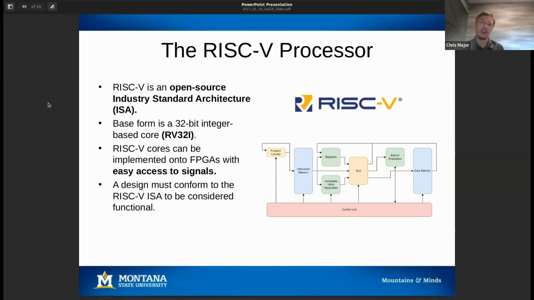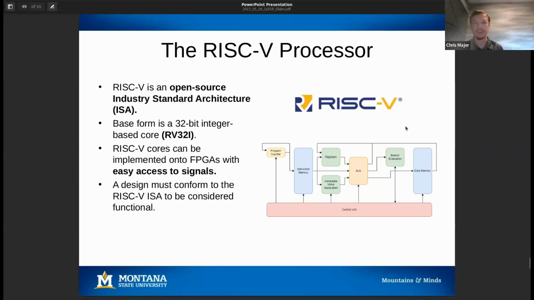The base form is a 32-bit integer-based core, which we use for our research. And we can easily put this onto an FPGA by either picking one that's already open source or handwriting our own that we can go ahead and manipulate. And as long as the design conforms to the ISA through a series of checks and checklists, you can go ahead and assume full RISC-V functionality.